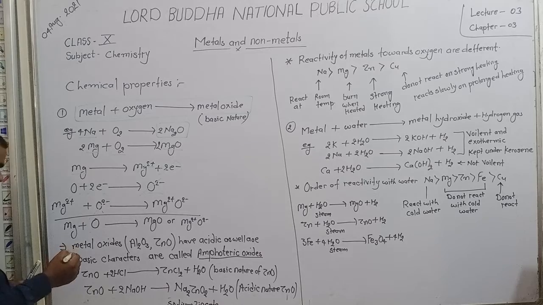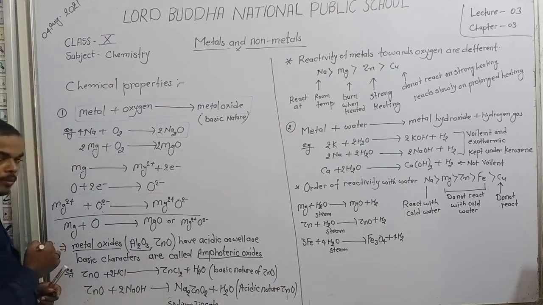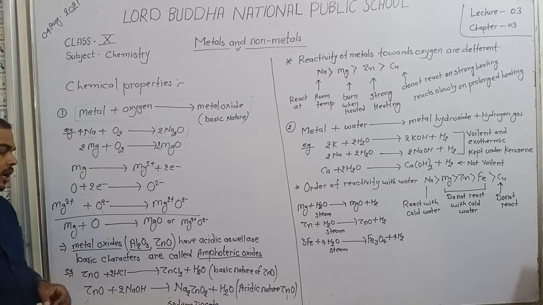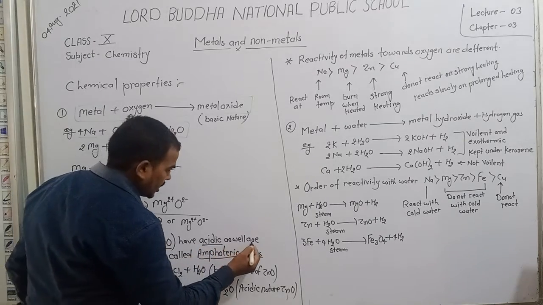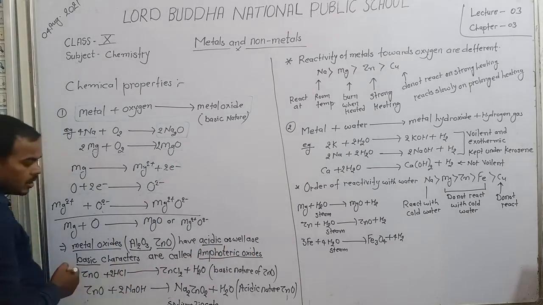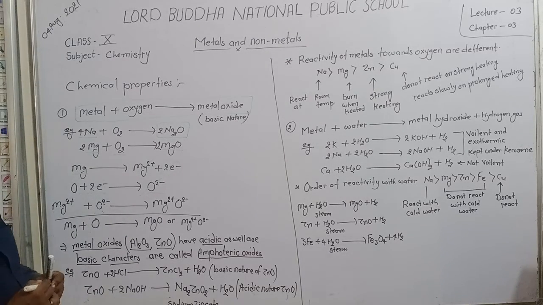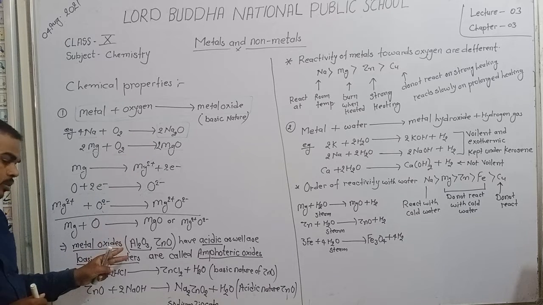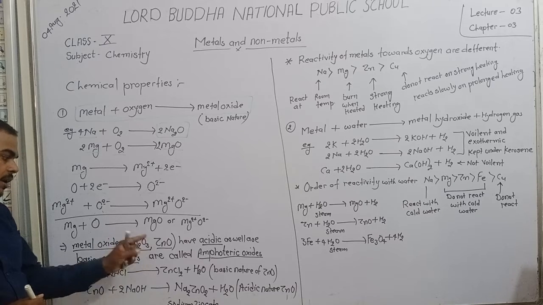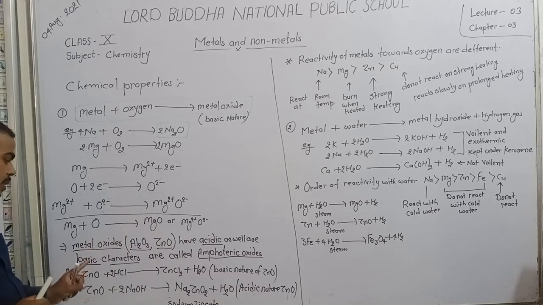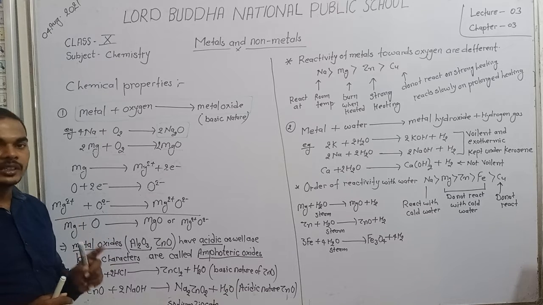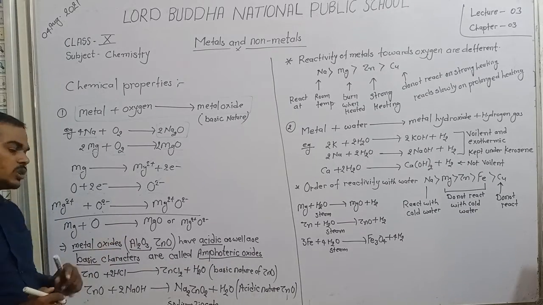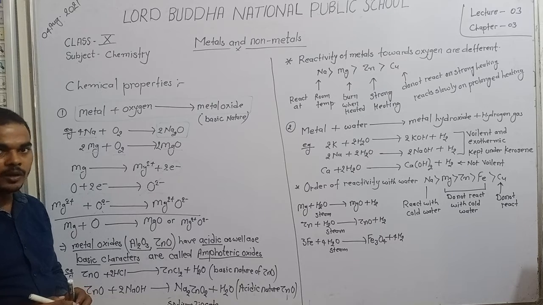There are metal oxides like aluminium oxide and zinc oxide. Dear student, aluminium and zinc metal oxides are acidic as well as basic in nature. You know that when a metal reacts with oxygen it forms a metal oxide, and metal oxides are basic in nature, but always remember aluminium oxide and zinc oxide are acidic as well as basic in nature. A metal oxide that is acidic as well as basic in nature is known as an amphoteric oxide. So we say that aluminium oxide and zinc oxide are amphoteric in nature.